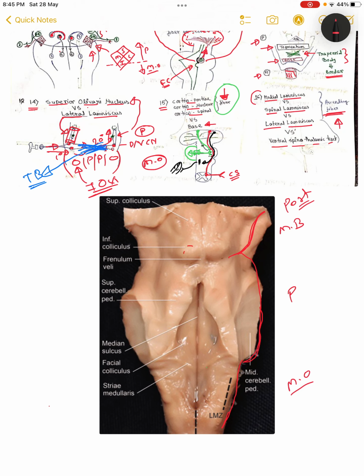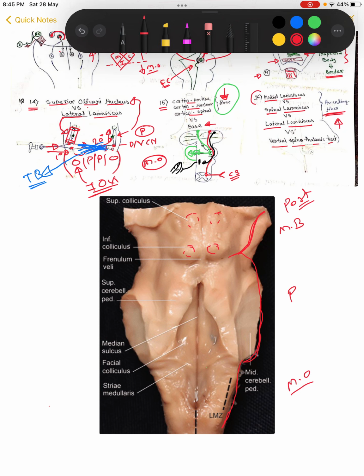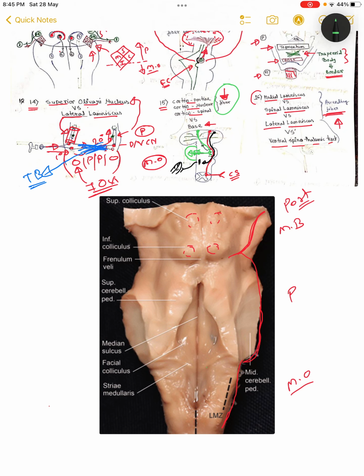In the midbrain, you guys already know these are the colliculi, superior and inferior. Now let's focus on the pons. In the pons, you see medially this depression or sulcus, and this is known as the median sulcus. And then laterally you see this whole elevation. This whole elevation is known as what? Median eminence, right?